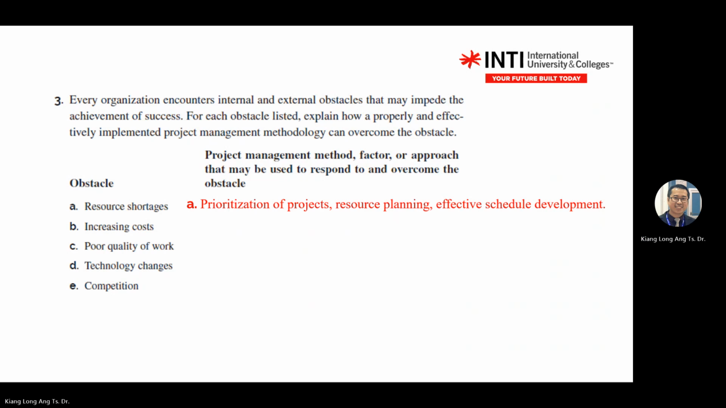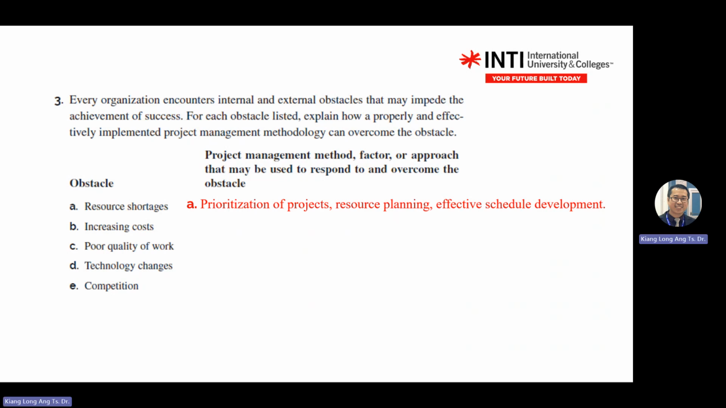So every time you see resources shortage, or you see the resources one, use the keyword priority. The word priority, then you elaborate. Priority of what? Priority of resources, then resource planning, effective schedule development, all these things. Then you tie it to the triangle. When you are able to manage the resources, you optimize the time, the resource, and the cost.